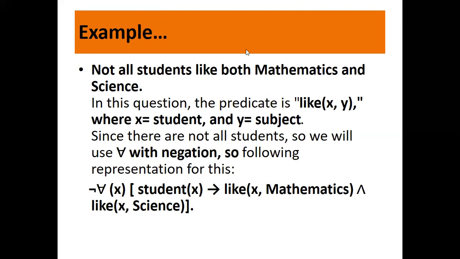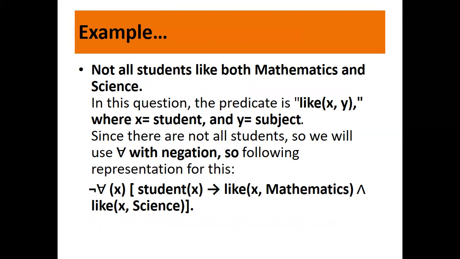Now similarly, look at this: not all students like both mathematics and science. Remember, not all students like both mathematics and science. So in this question, what is the predicate? Like(x, y). Now what may be x? x is a student and y is the subject. Since it is "not all students," we'll use the universal quantifier with negation.